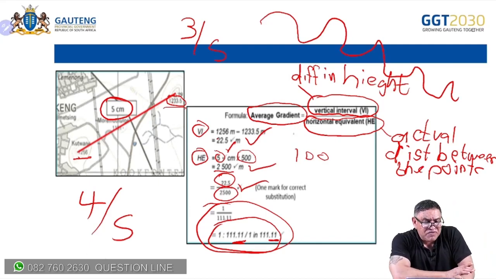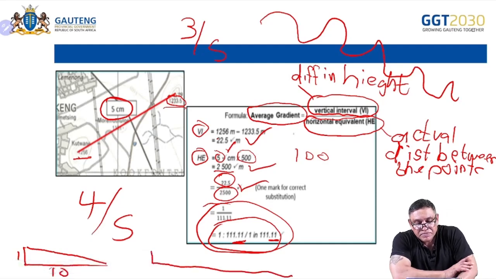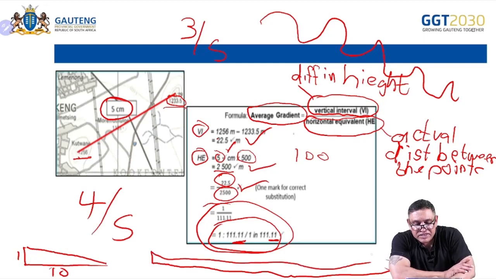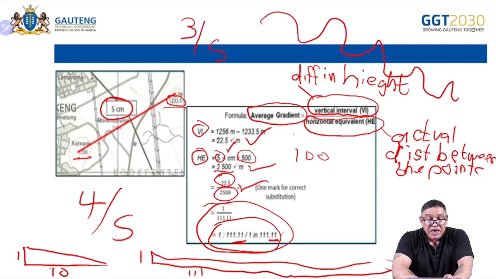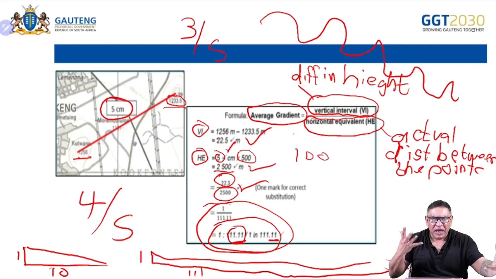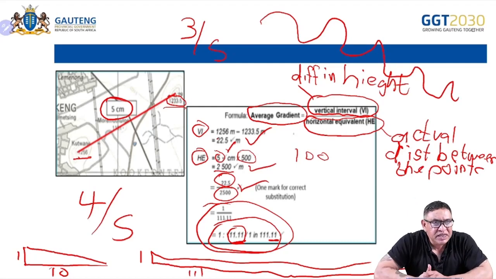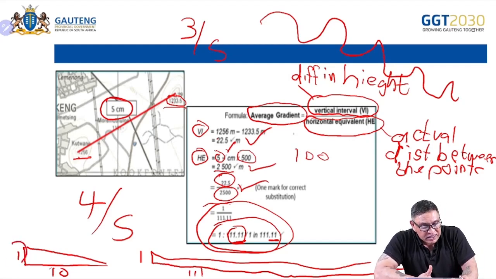This is the interpretation of this. This is 1, and let's say that is 10. This is 1, and I'm going to go right across, and that 1 is the vertical, horizontal is 111. So the bigger the number here, the gentler the gradient. You have to compare gradient. Which one is more gentle, which one is steeper? Because gradient is relative in terms of your answers.